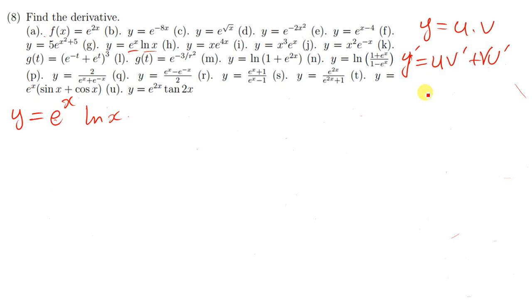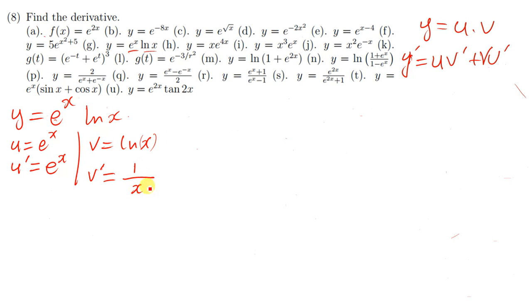Okay, so this is what you do. Our u is going to be equal to e to the power x, meaning our u prime is just going to be equal to e to the power x. When you differentiate e to the power x, the answer will still be e to the power x. Then our v is going to be ln x. To find v prime, you differentiate the function that you have there, which is x, and you get 1. Divide by the original function x. So this is what you are going to have.